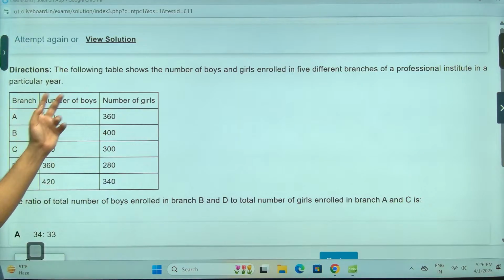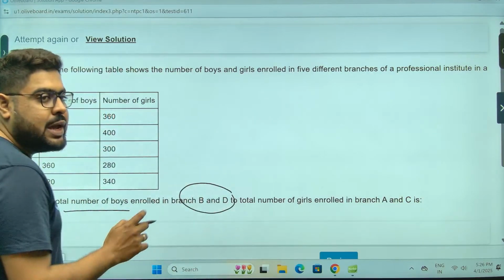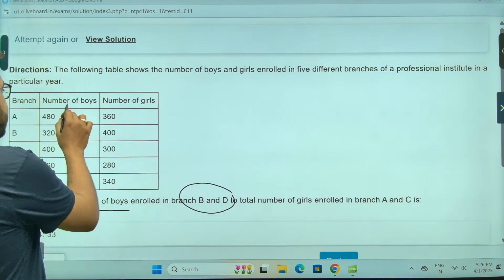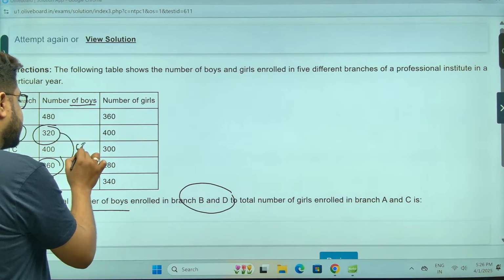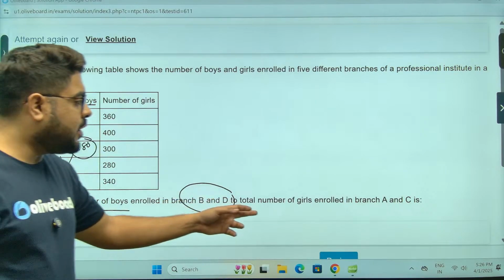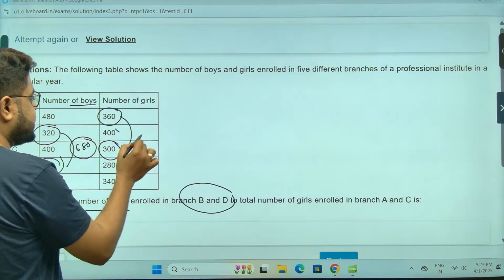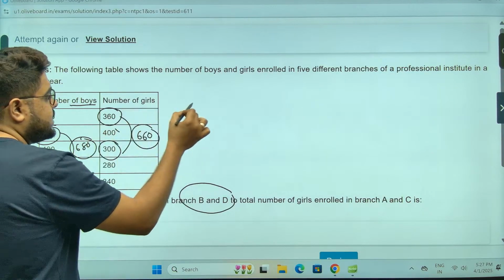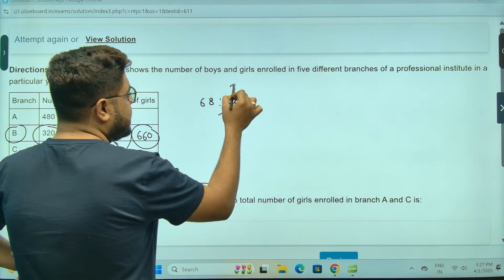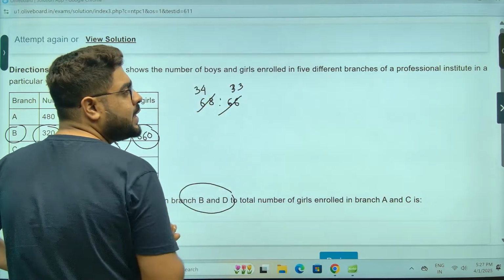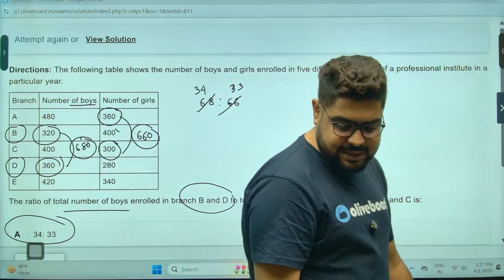A little bit. Number of boys, number of girls. What they're asking: the ratio of the total number of boys enrolled in branches B and D. Data picking is the first step. Boys in B and D, meaning 320 and 360, total 680. Then the number of girls in A and C, that is again 660. The ratio is 680 to 660, so 68 to 66, which is 34 to 33. Option number A itself is the answer, sir.